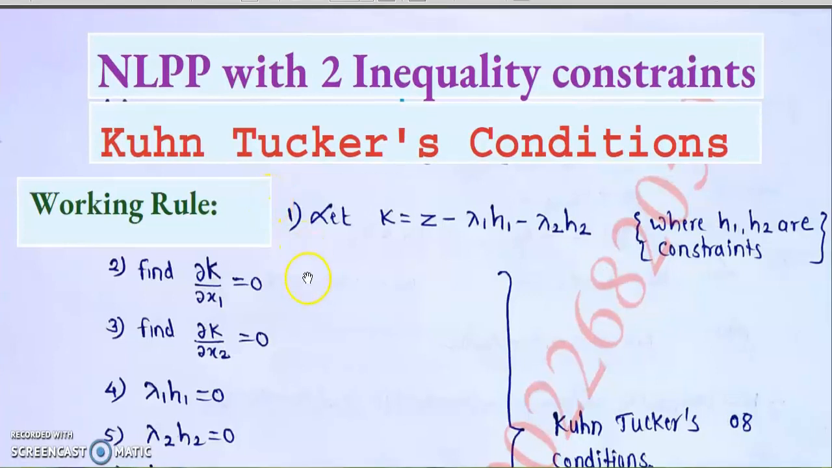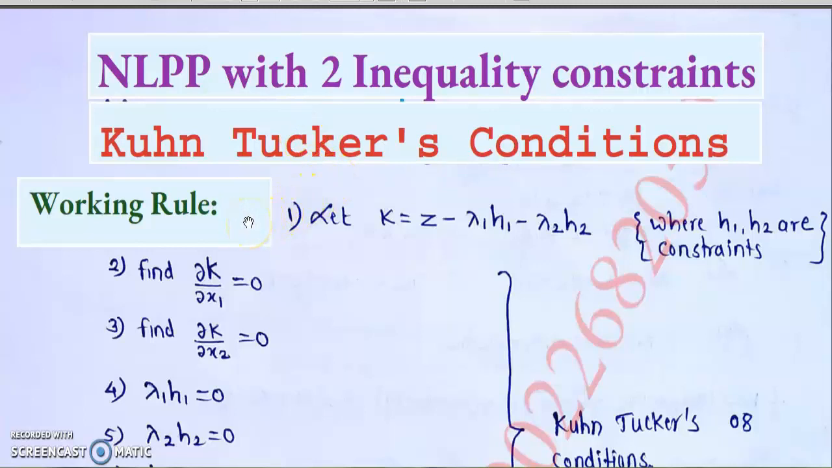Hello everyone. Welcome to the next lecture of NLPP with two inequality constraints. In my last lecture, we saw NLPP with one inequality constraint, and we saw the method of Kuhn-Tucker conditions, which had 6 conditions. So here we have two inequality constraints, that's why there are a total of 8 Kuhn-Tucker conditions. Let's see how to solve such examples using this method.